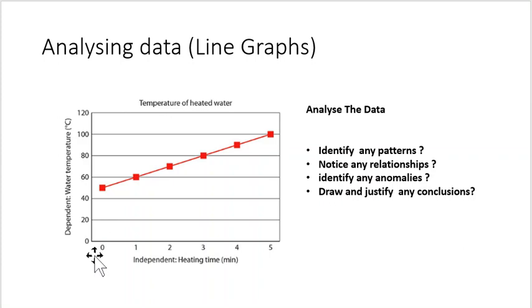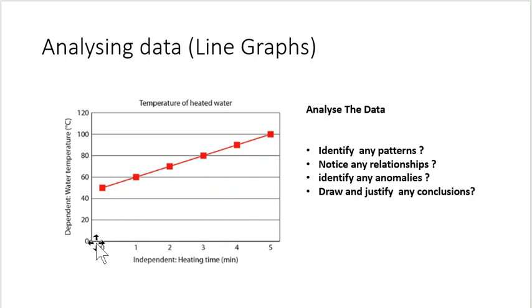Okay, so along the bottom we have time. It goes from 0, and it's in minutes. Notice that when you're labeling your axis, it's always good to put in what you're labeling, and it's also a good idea to put in the units that you're using to measure. The same has been done here. So we have heating time in minutes, and then we have water temperature in degrees Celsius.